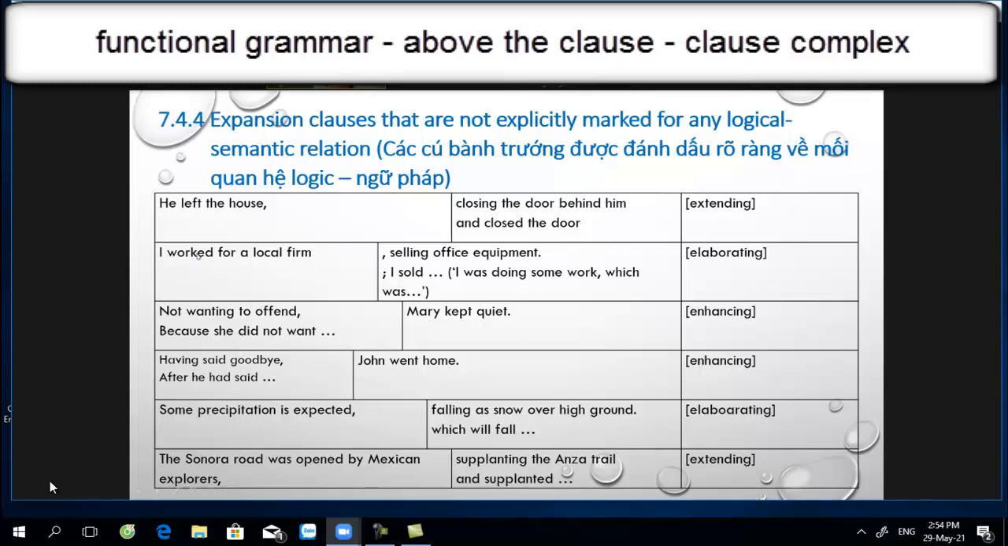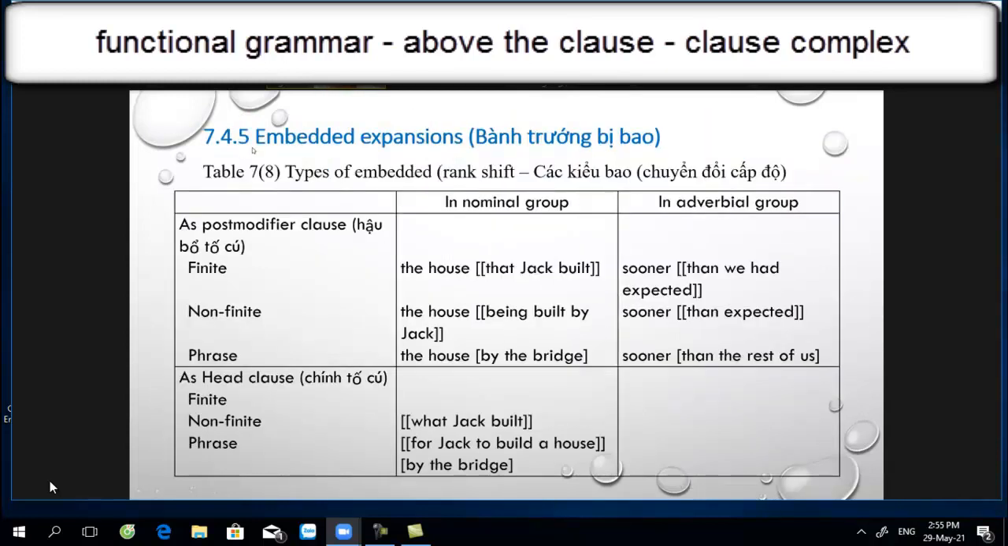For the second one, "I work for a local firm selling office equipment," or we can also say "I sold..." Okay. And this is elaborating too. And we keep going with the rest, some other sentences. And we move to the last one, embedded expansion, bành trướng bị bao. And here we have the types of embedded, rank shift, các kiểu bao. And now you can see in the postmodifier, hậu bổ tố, hậu bổ tố cú.